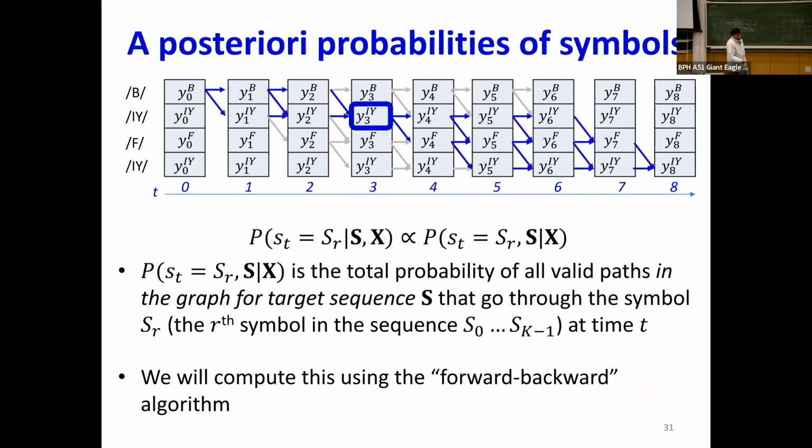Okay, so now we are left with this other challenge. How do you compute this probability? How do we compute the probability that an arbitrary alignment goes through this node?